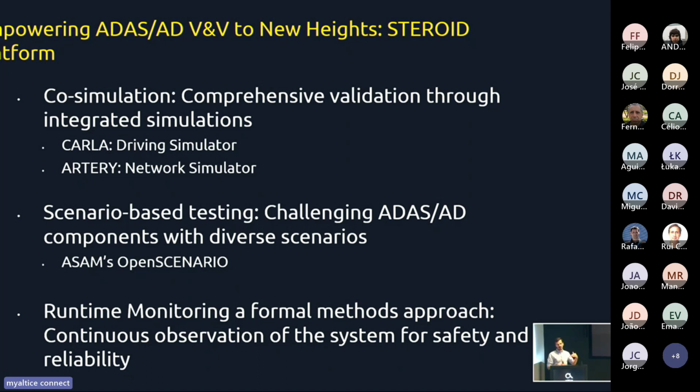On top of this, let's build our monitors to actually evaluate and validate what is happening. So, runtime monitoring with a formal methods approach. These monitors are also self-generated by a DSL that has been developed by us at Vortex.